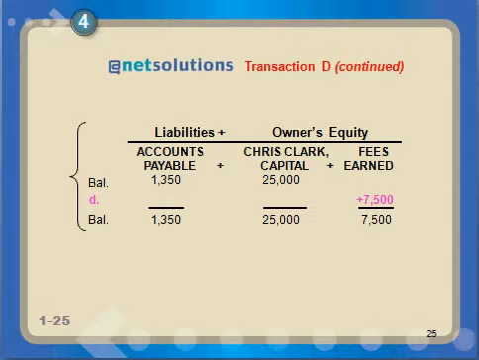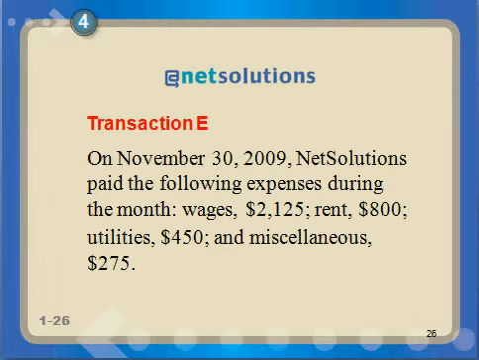Our next transaction, as in most business, it has some expenses, and during the month, Net Solutions had to pay out $1,225 in salaries. It had to pay out $800 in rent, utilities $450, and a miscellaneous expense item for $275. So let's see how this affects our accounting equation.